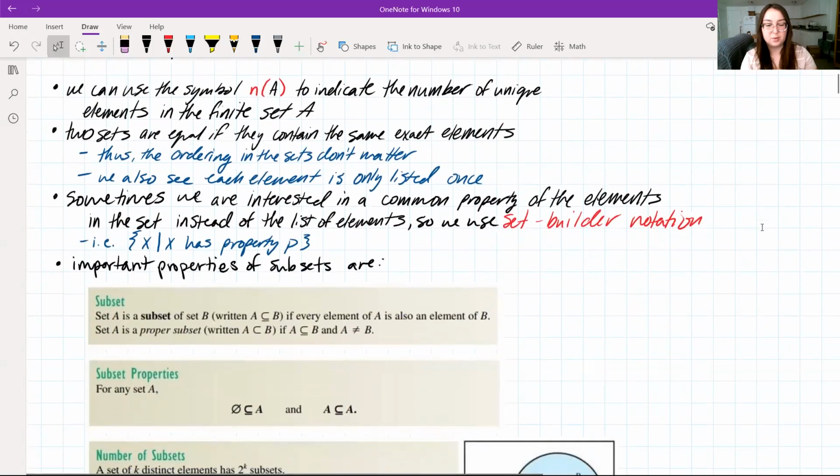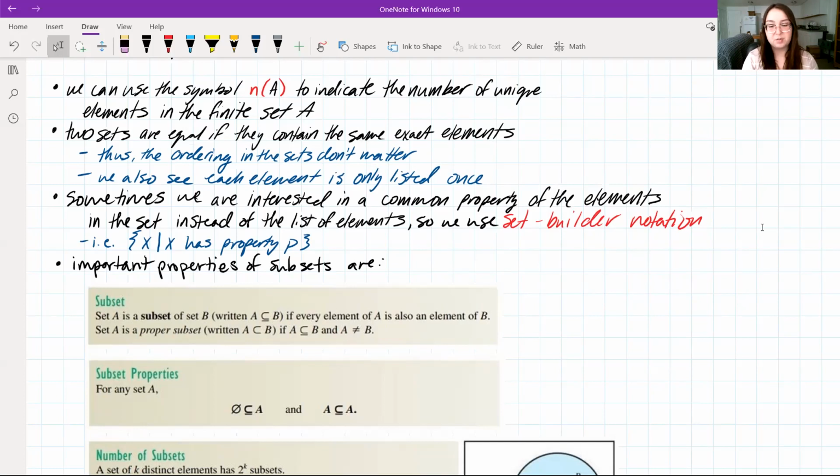All right, so we can use the symbol n(A), if we say the set is A, to indicate the number of unique elements in the finite set A. So just the n with parentheses. We can have any set be called any variable, but that n with parentheses, we use that to indicate the number of unique elements inside a finite set. This is going to be very important moving forward, so remember that.